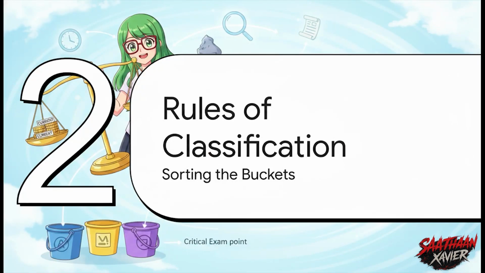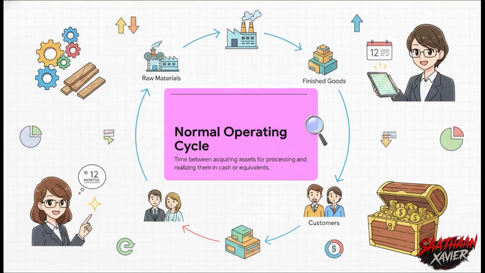Section 2, rules of classification, sorting the buckets. All right, before we can actually put anything onto our balance sheet, we have to know exactly which bucket it belongs in. And to do that, you've got to understand this golden rule, the normal operating cycle. The guidelines define this as the time between acquiring assets for processing and actually realizing them in cash or cash equivalents. Basically, think about it like this. How long does it take you to buy raw materials, turn them into finished goods, sell those goods, and actually collect the cash?